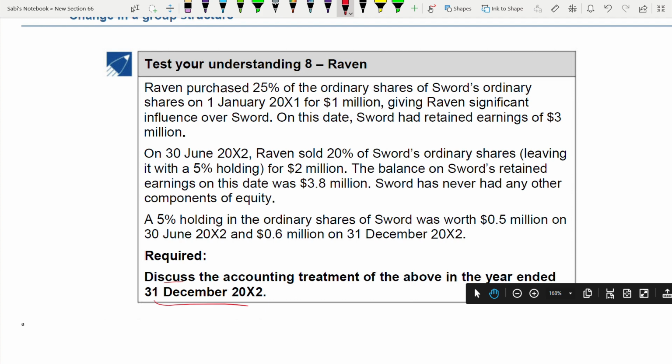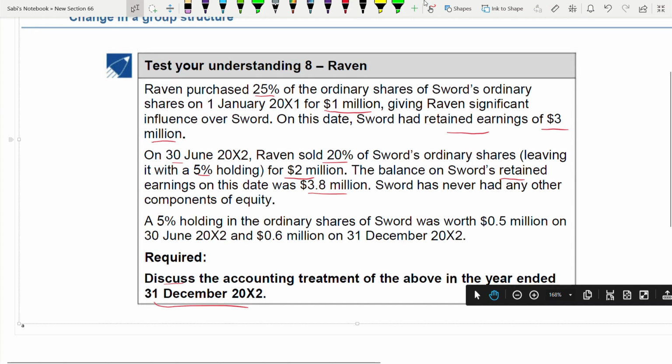So here Raven purchased 25% ordinary shares. See, this is an associate, this is not a subsidiary even from the beginning. Now it was purchased for 1 million. That means the associate's initial cost was 1 million. Retained earnings at that date was 3 million, and on 30th June they have sold 20%, so it becomes 5% now. 25 minus 20, for 2 million they have sold it. Now the retained earnings balance is 3.8. Earlier it was 3.